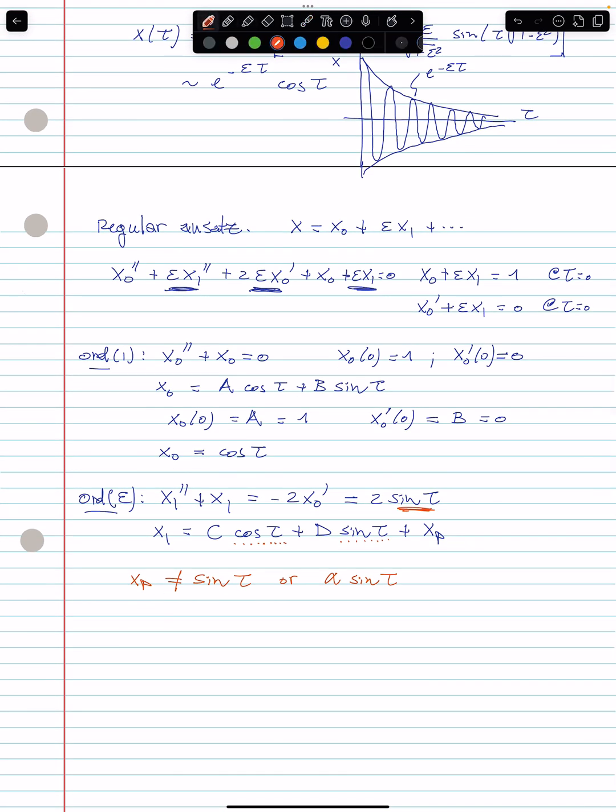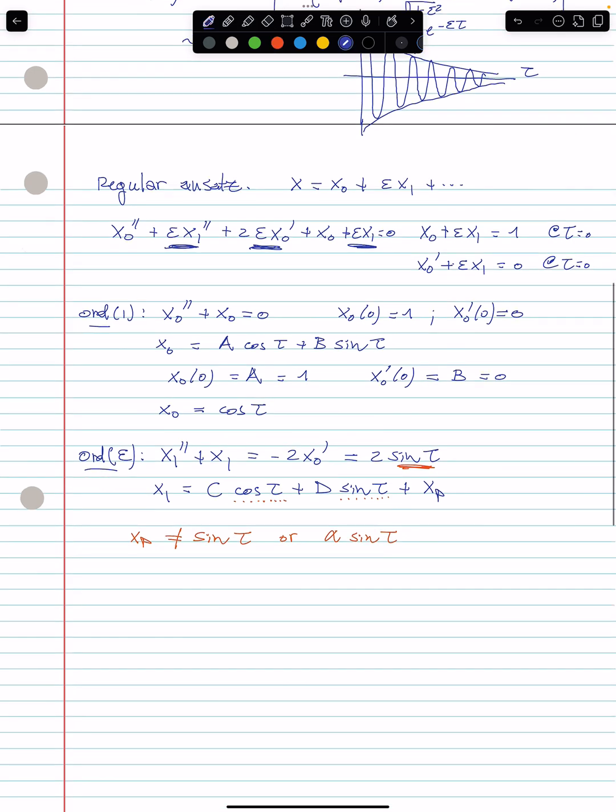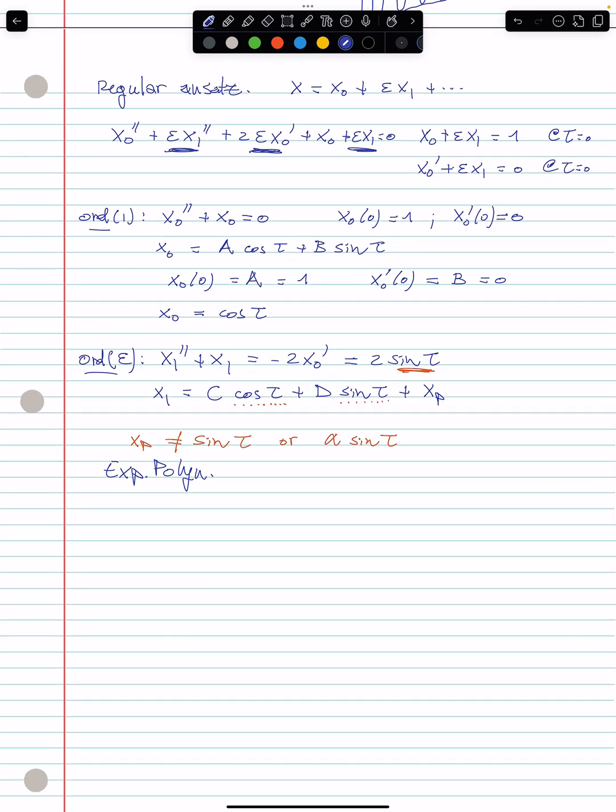All right, so instead you probably remember that we use a technique called exponential polynomial combinations, and we're going to say that xp, the particular solution that we're looking at, is something like alpha tau cos tau, and possibly here we could also use beta tau times the sine of tau, which is something I'm going to drop for now.